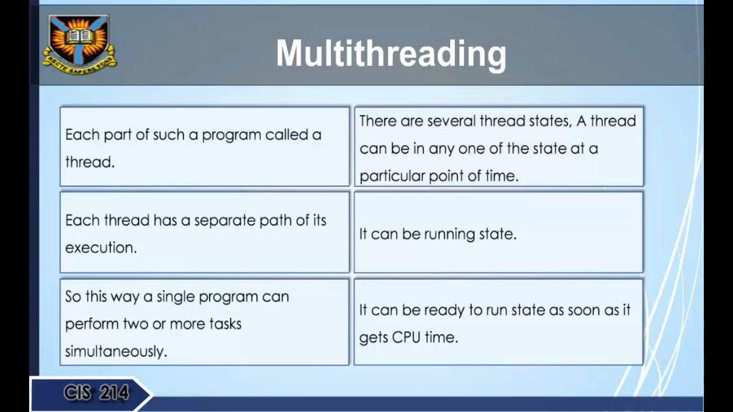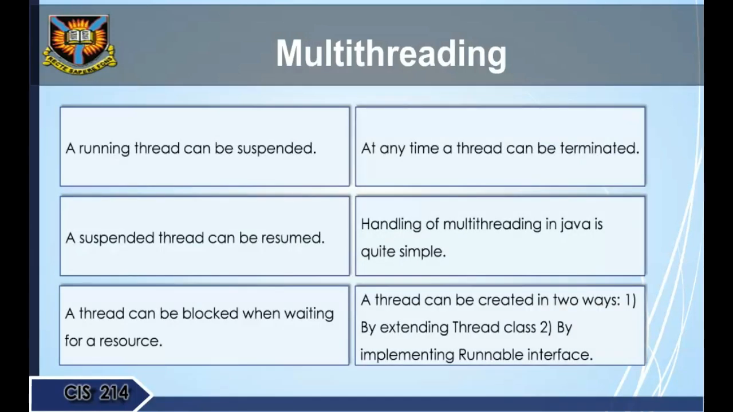There are several thread states. A thread can be in any one of the states at a particular point of time. It can be in the running state. It can be in the ready to run state, as soon as it gets CPU time. A running thread can be suspended. A suspended thread can be resumed. A thread can be blocked when waiting for a resource. At any time, a thread can be terminated.